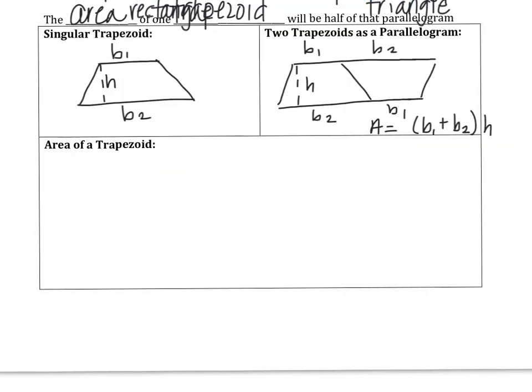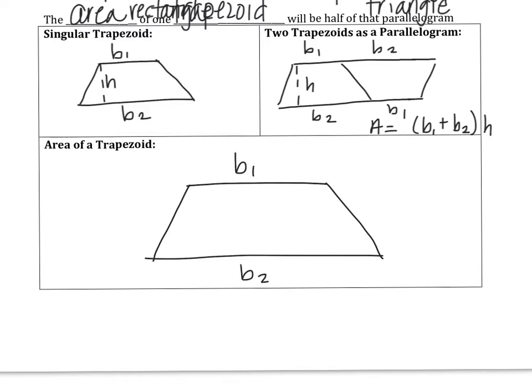So to go over that again, if we have a trapezoid, B1, B2, base 1, base 2, the height, the area is going to be half of B1 plus B2 times the height. Because if you take a look at our other picture here, one of them is half of this whole thing. This was our area for this whole thing. One of them is going to be half of that.